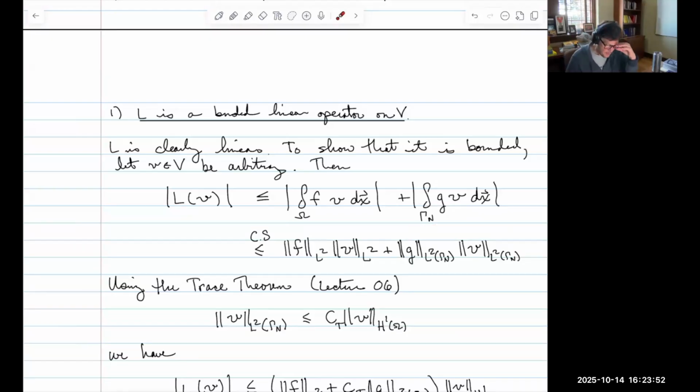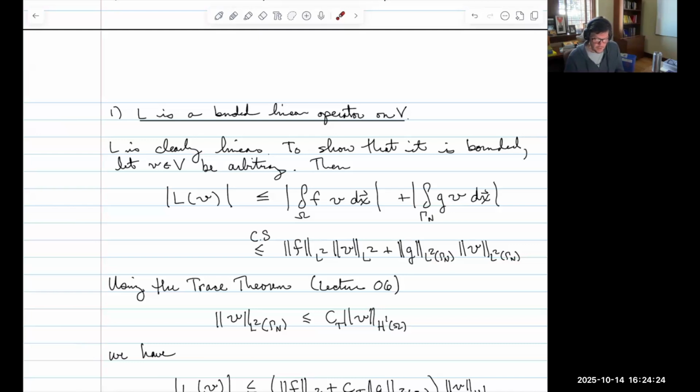Now, using the Cauchy-Schwarz inequality, I can use it on both of these terms. Applying Cauchy-Schwarz to the first one, this is less than the L2 norm of F times the L2 norm of V. The second term is treated very similarly. I get the L2 norm of G and the L2 norm of V. But notice that both of these L2 norms are not for the whole set omega.